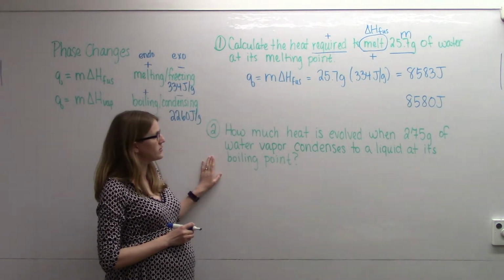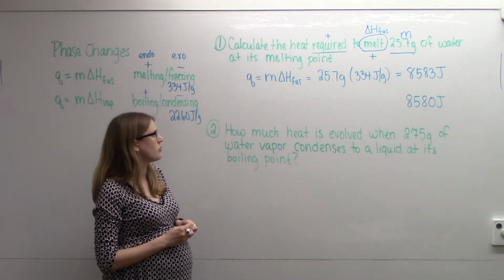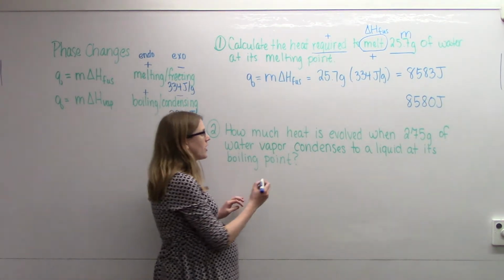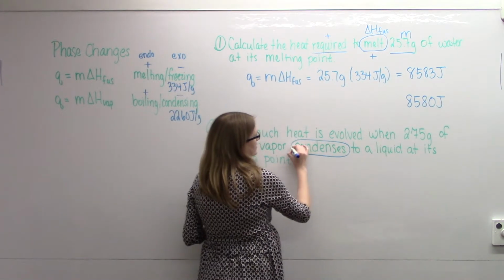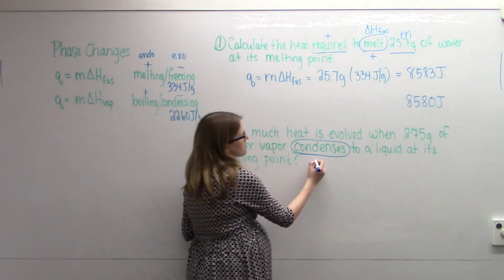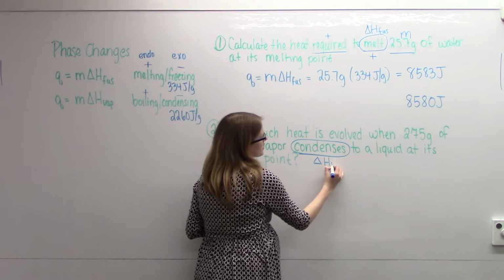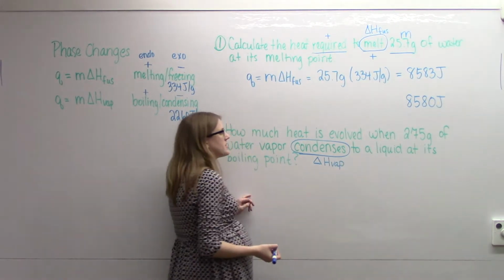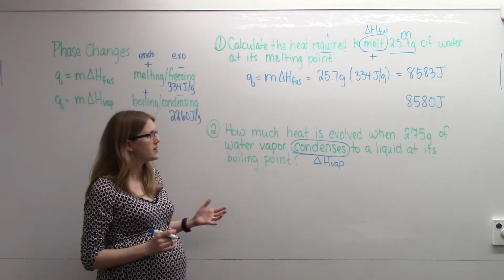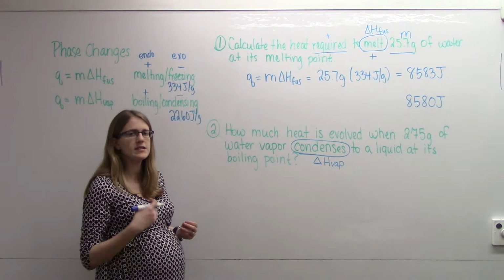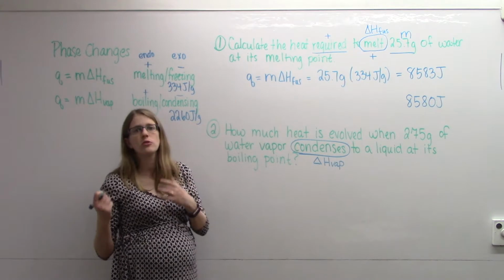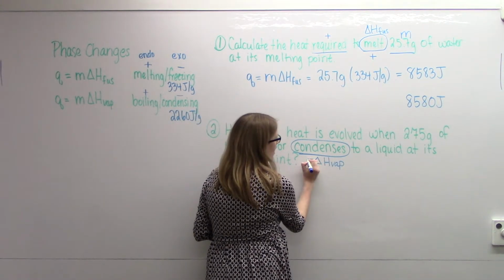How much heat is evolved when 275 grams of water vapor condenses to a liquid at its boiling point? Okay. We're looking at condensation right here, so I'm going to circle that. That's telling us what we need to do. Condensation is delta H of vaporization. But we got to think about the sign. Is the temperature staying constant? Does it require heat or is it releasing heat? Does it lower its heat? In order to get something to condense, it has to cool down. That's losing heat. So it's going to be a negative number.